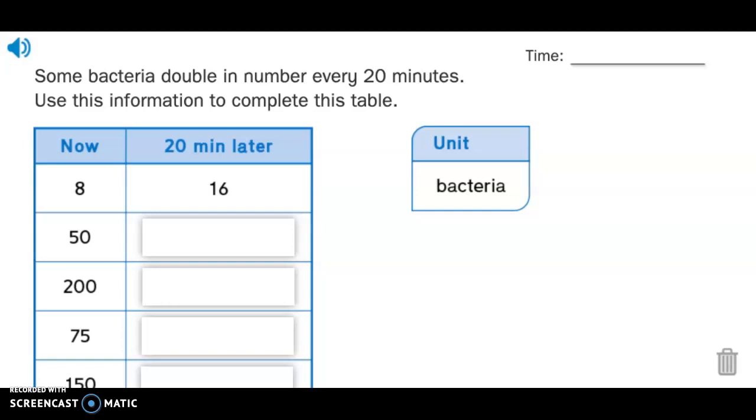All right, now you should grab out a separate sheet of paper. It says some bacteria double in number every 20 minutes. Use this information to complete this table below.